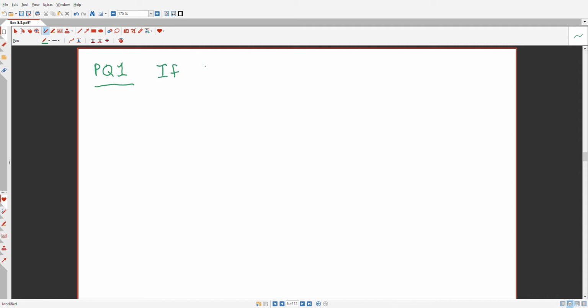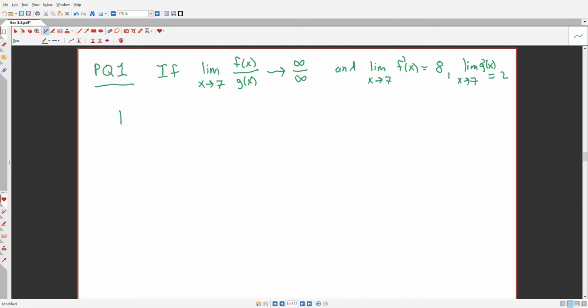If the limit as x goes to 7 of a fraction of functions has the indeterminate form infinity over infinity, and the limit as x goes to 7 of f prime of x is 8, and the limit as x goes to 7 of g prime of x is 2, then what does L'Hopital's rule tell us the original limit?